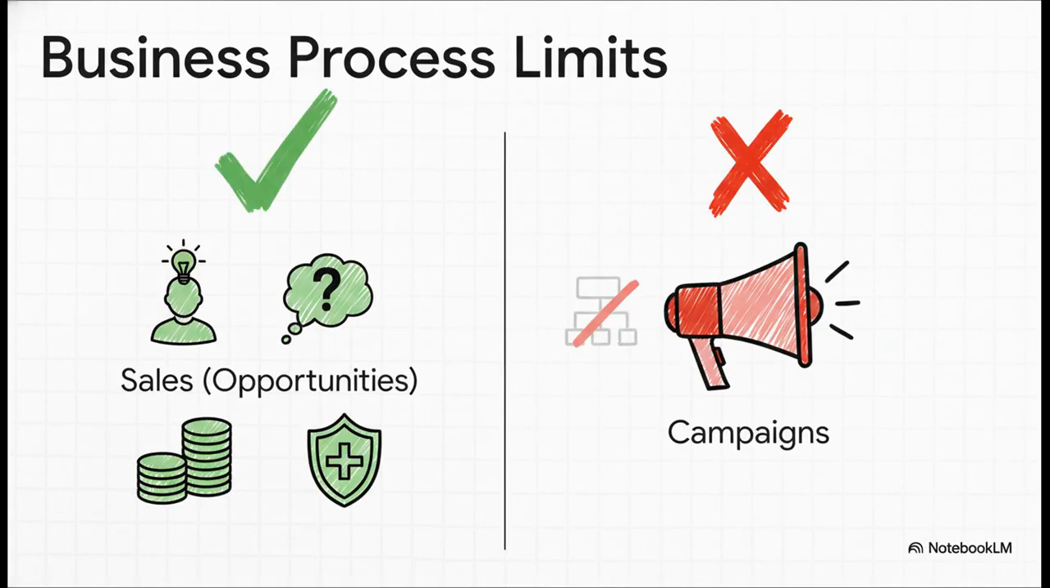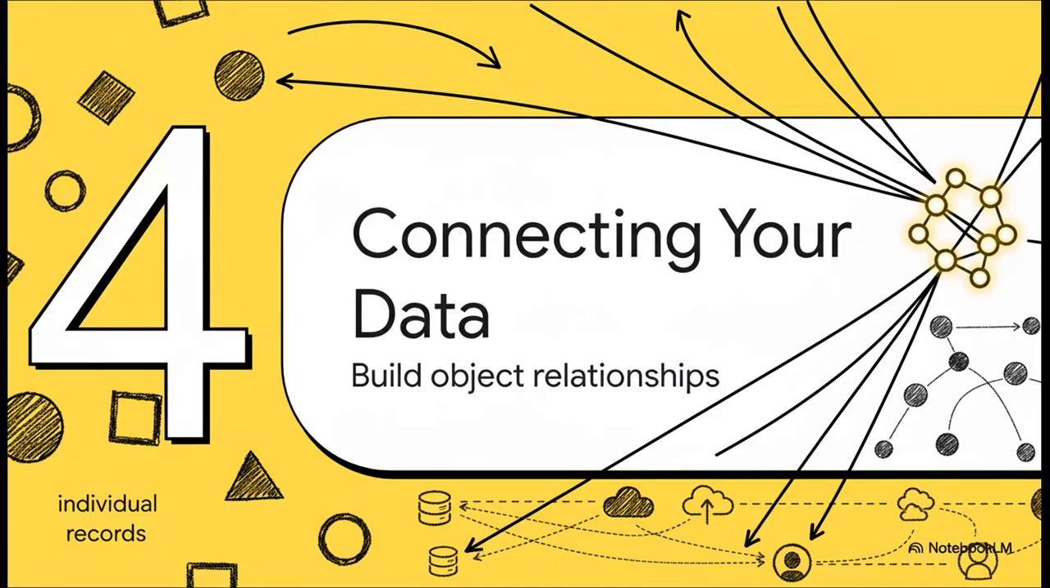But, and this is a big but, there's a key limitation you have to know about. You can create these processes for a lot of the big objects: leads, opportunities, cases. But there is one major exception. You cannot create a business process for the campaign object. Just doesn't work.